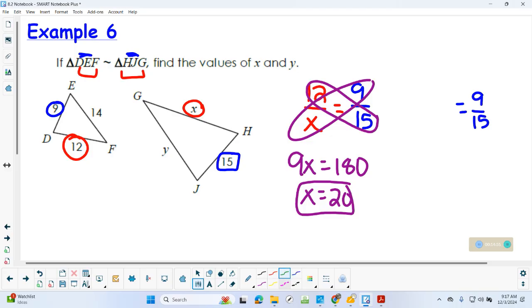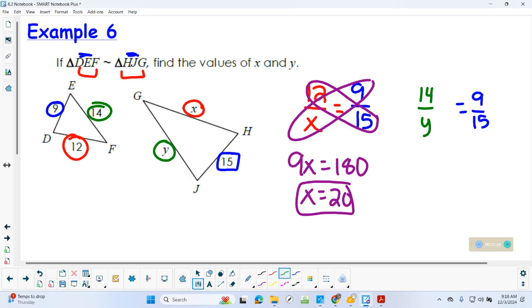Now I'm going to look at, of course, y. Well, what side does y correspond to in the first triangle? What's the only one left? So, is my fraction going to be 14 over y or y over 14? Because remember, I did 9 over 15, so I started with the small here. 14 over y, so the small triangle to the big.